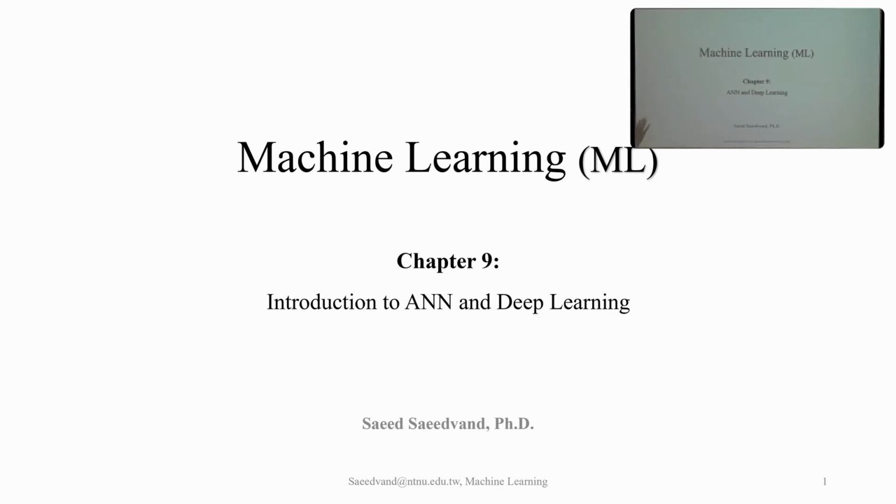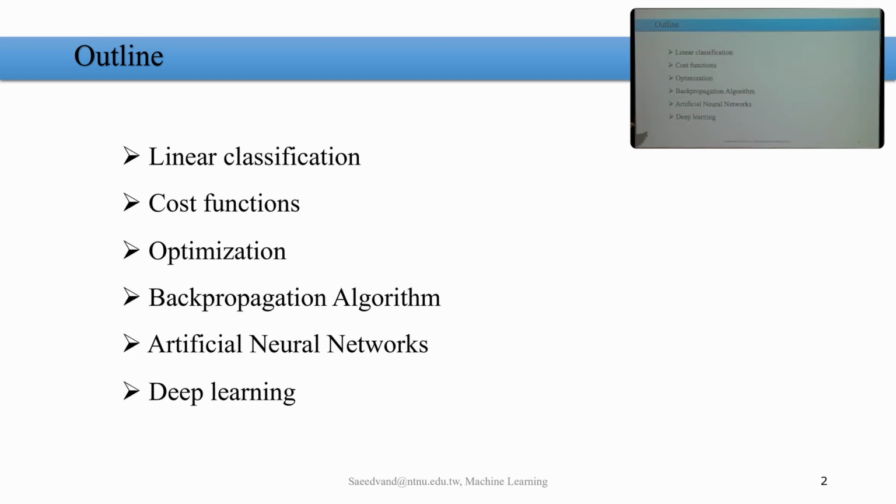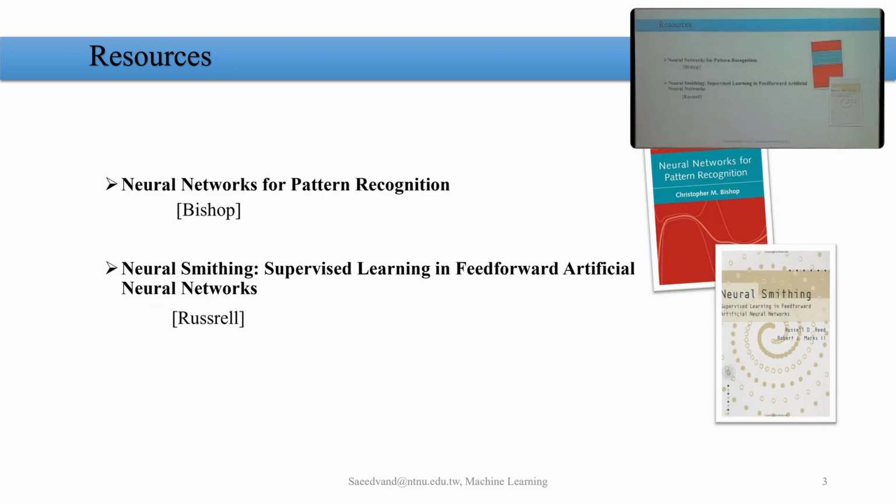All right, let's dive in step by step. Today, we are going to quickly have a look at linear classification, cost function, optimization, and most importantly, we are going to focus on the back-propagation algorithm. Then we talk specifically about artificial neural networks, and we talk about deep learning and the basics of deep learning, what we have there. In addition to the books that I introduced for machine learning, there are two other books that can be useful, from Bishop and Russell, that you can study more about neural networks and deep learning.